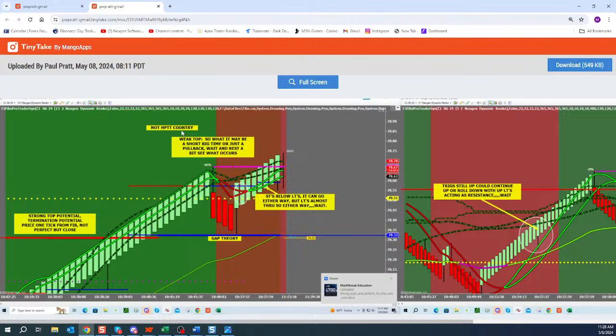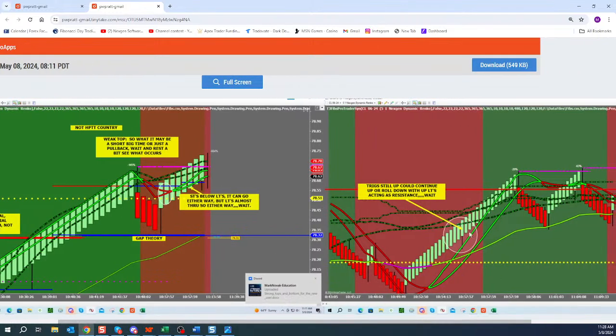Not a high probability trend trade. Bad top, termination, gap theory, directly into a termination condition. Trig still up, could continue up or roll down. It's just do nothing, right, Paul? Just nothing to do.